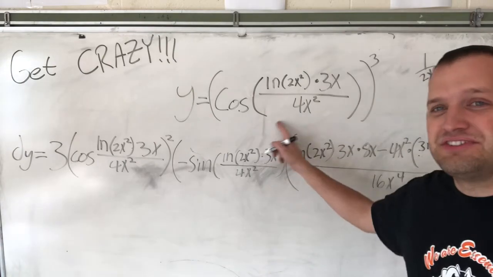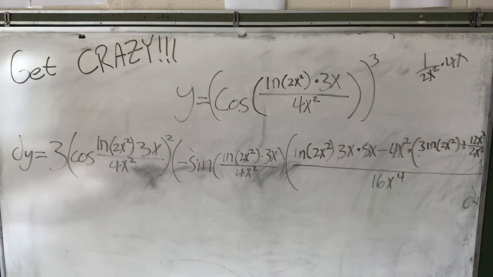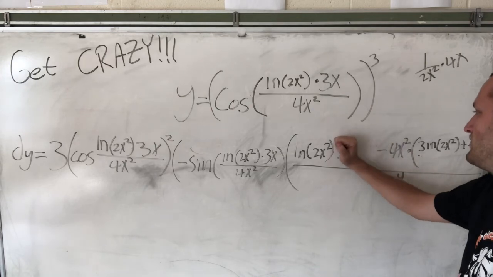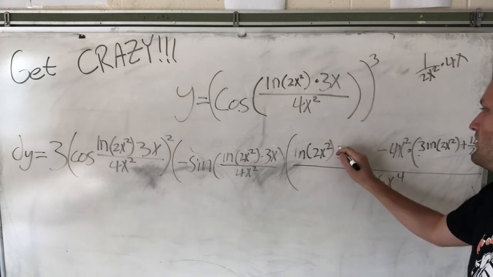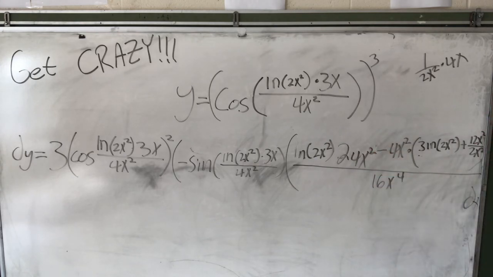Is this a small equation? Yeah, that's a small equation in comparison to this derivative that we just got. Can we simplify the derivative? We probably could. Let's see. 3x and 8x, that gives you 24x squared. Over here, 12x squared divided by 2x squared, that's just going to be 6.